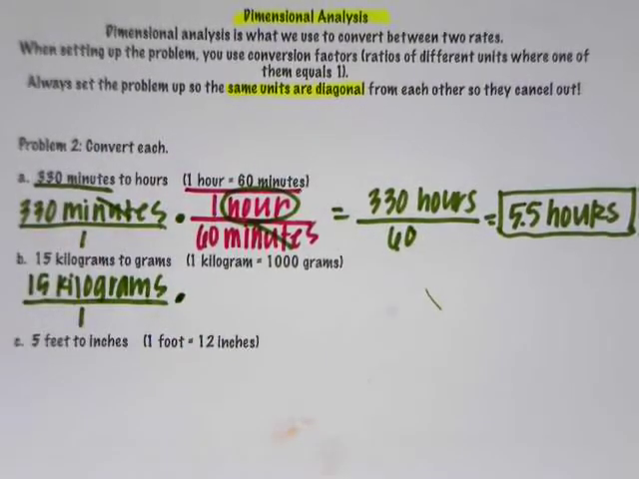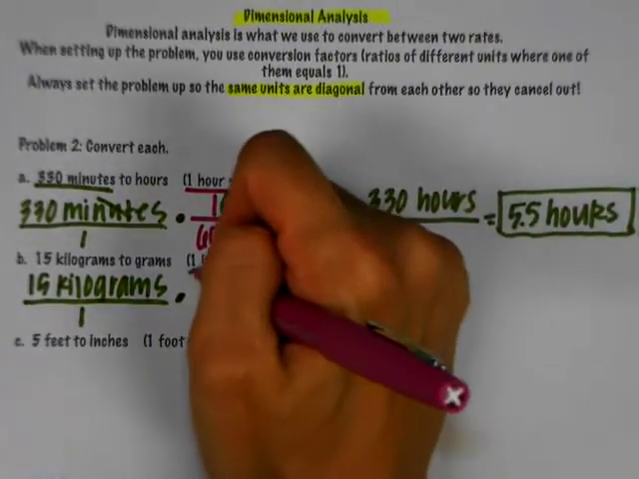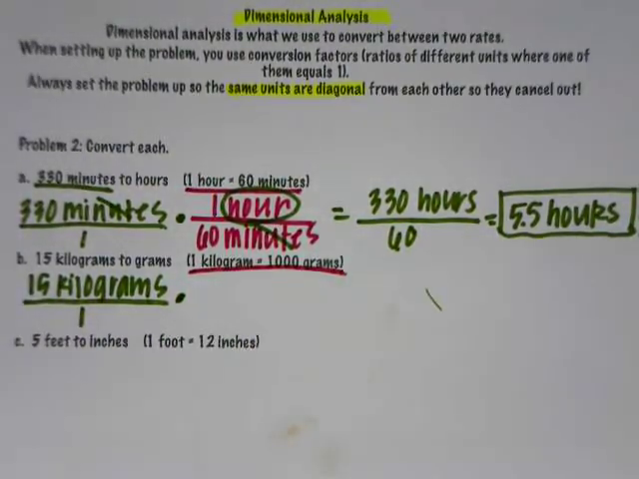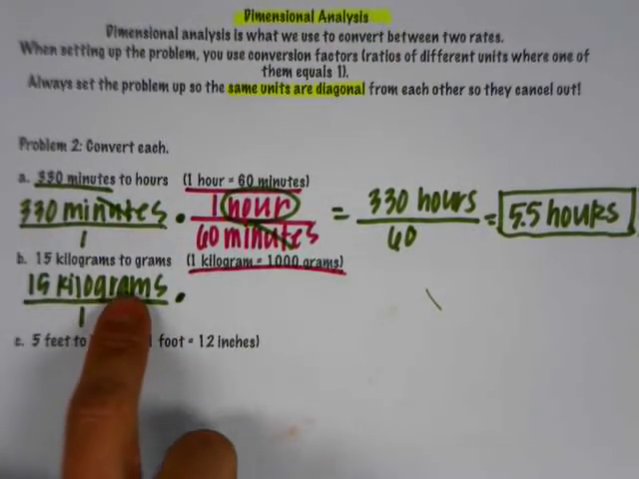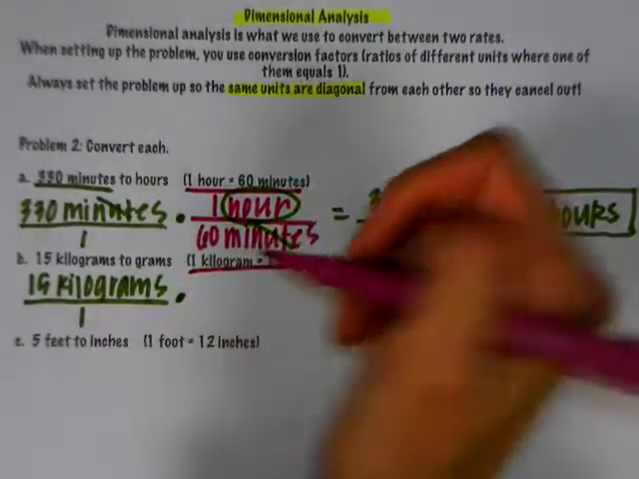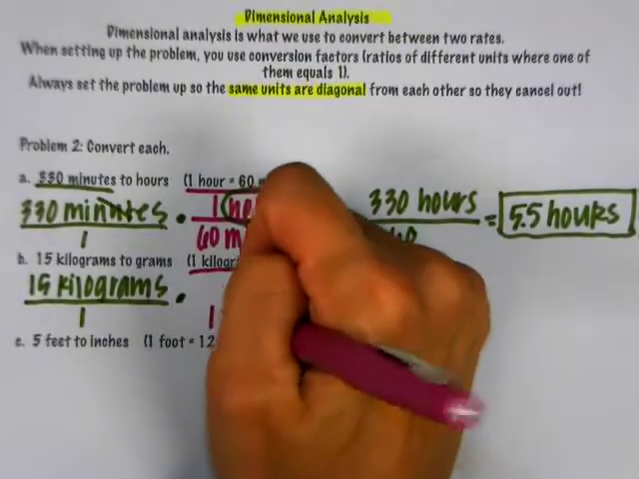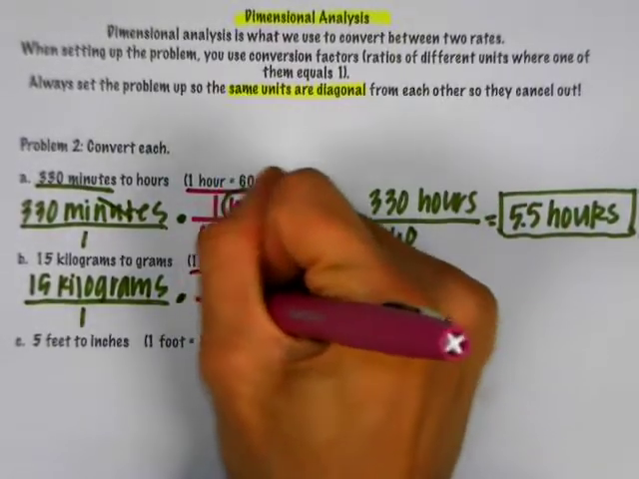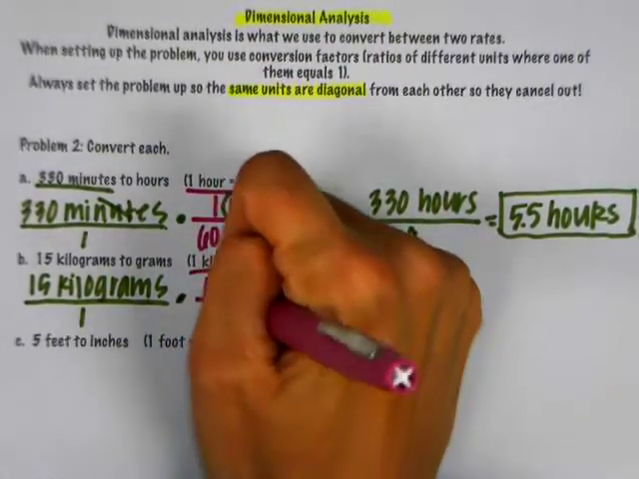Okay, then your conversion factor, so how kilograms and grams are related to one another. There's 1,000 grams for every kilogram. But we just need to figure out what goes where. So if kilograms is on the top, where should it go next? Bottom. So we're going to use the 1 kilogram on the bottom, and 1,000 grams up top.